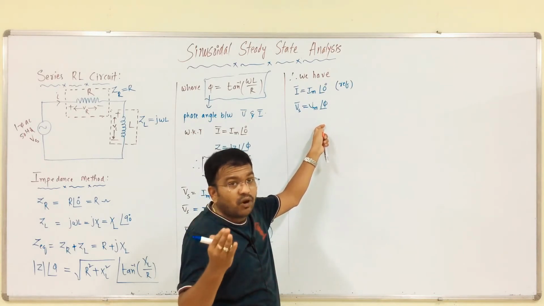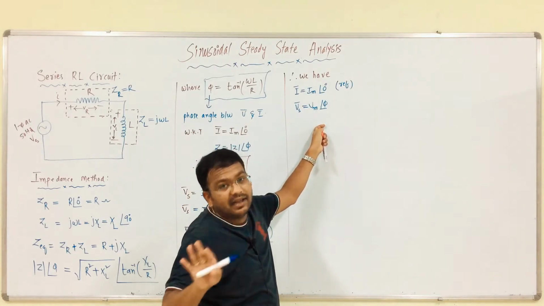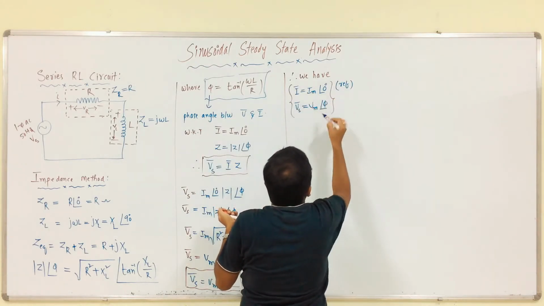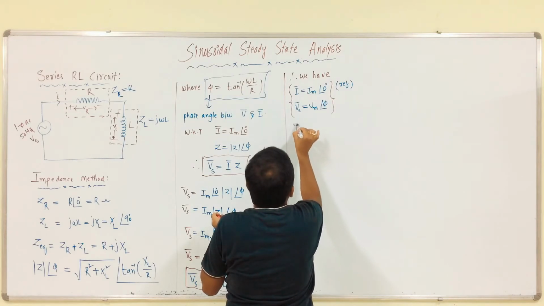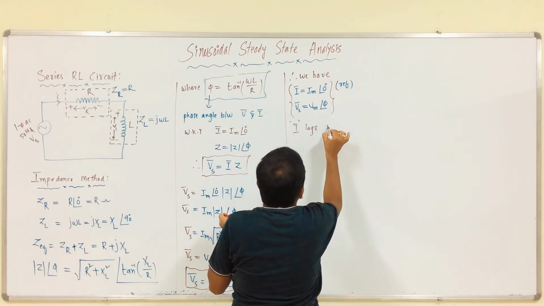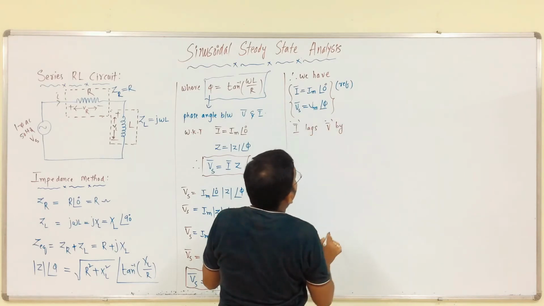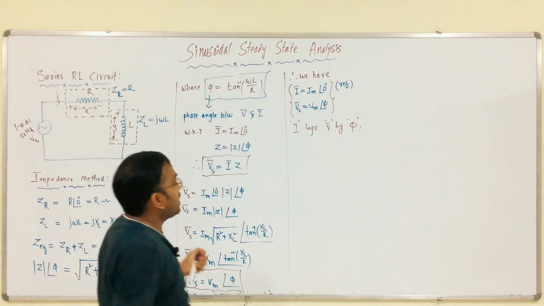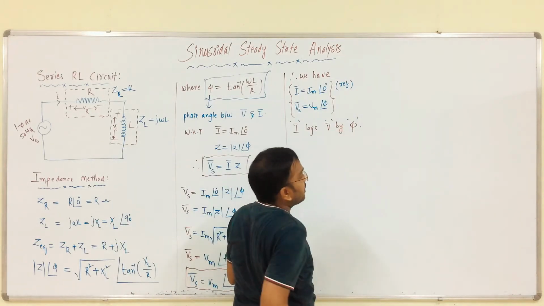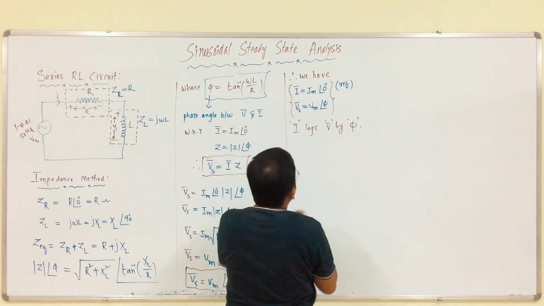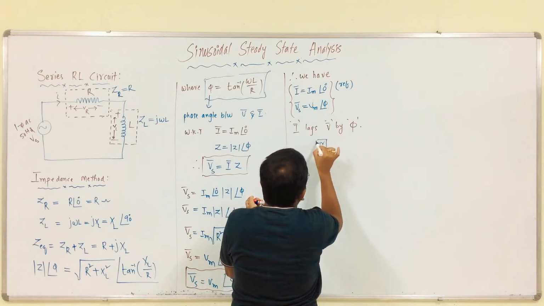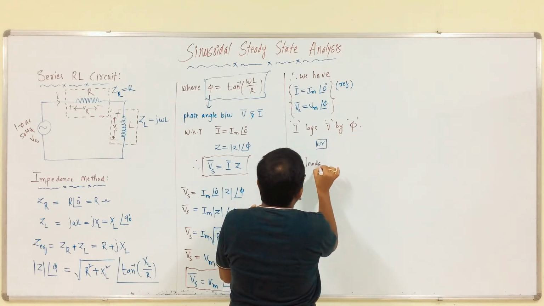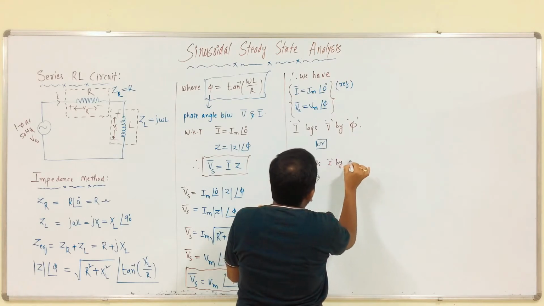The range of phase angle is what? 0 to 90, not exactly 90. Okay. From this, current lags V by how many? Phi only. Current lags voltage by phi. This is the phase angle, right? Or we can write, voltage leads current by phi.